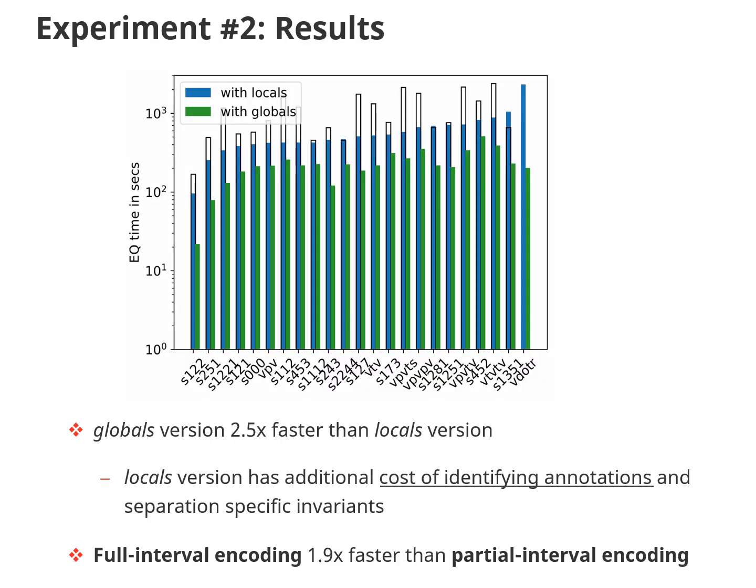We find that the annotation and invariant inference in the locals version results in a significant overhead, where the globals version is 2.5 times faster than the locals version. The full interval encoding is found to be 1.9 times faster than partial interval encoding.